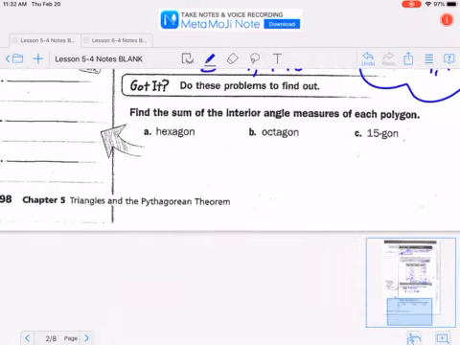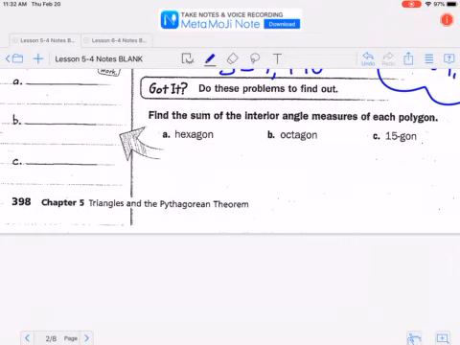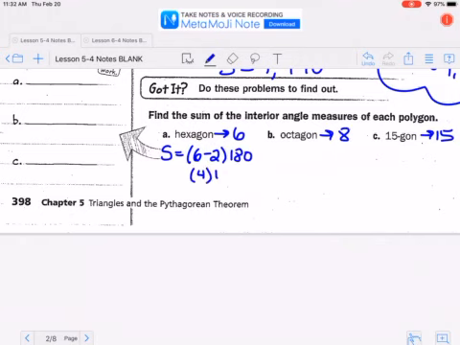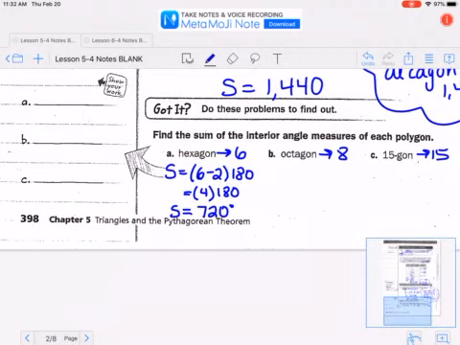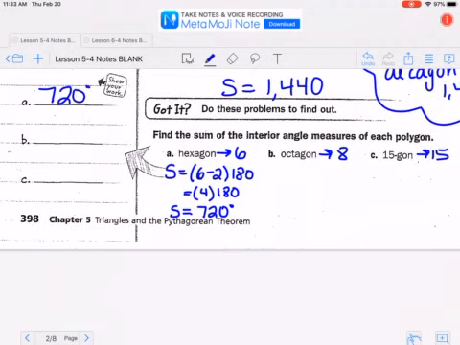Okay, so this next section, it says got it. It says find the sum of the interior angle measures of each polygon. So a hexagon, if you are unsure, is 6-sided. An octagon is 8-sided. And a 15-gon is 15-sided. So for a hexagon, we have our S is equal to our number of sides, which is 6, minus 2 times 180. So we would have 4 times 180, and that would equal 720 degrees. So for A, we would write 720 degrees.